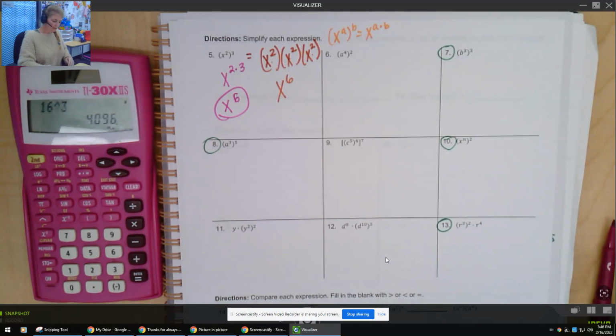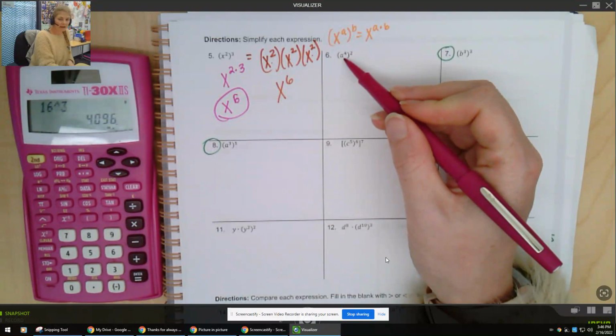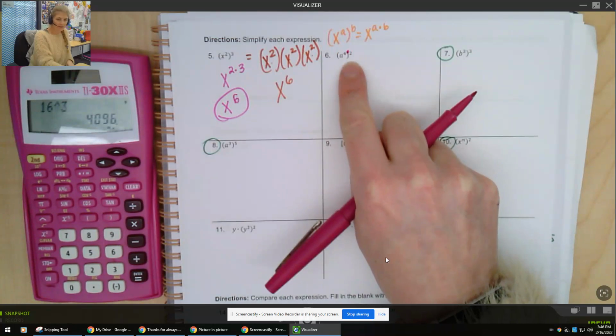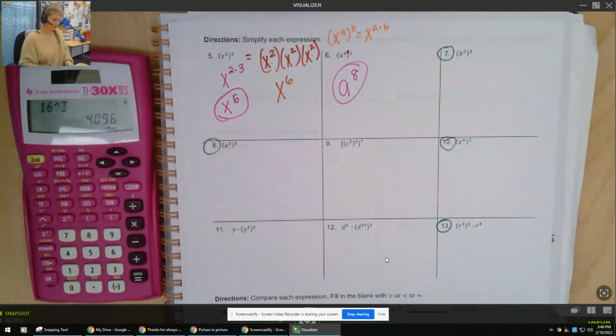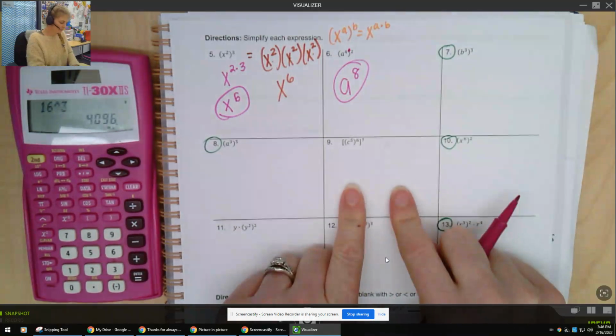Nice work. If we look at the next one, a to the 4th to the 2nd, well, you have 4 factors of a and you have 2 groups, so multiply. I like to put a little dot there. Parentheses usually mean multiply. That's right, a to the 8th. 4 times 2 is 8. So we're going to skip 7 and 8 for now. Let's move on to 9.